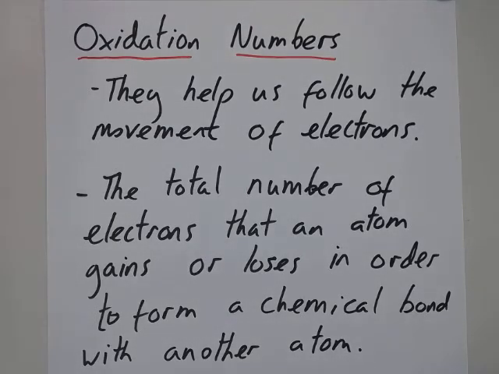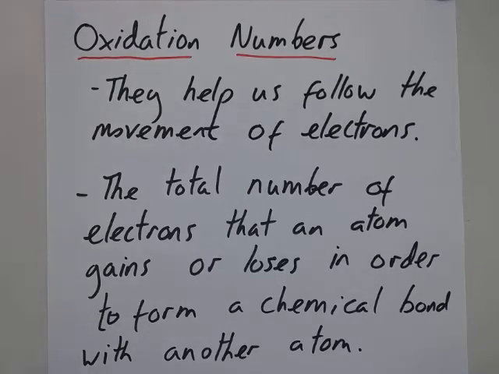Okay, hello, this video is about oxidation numbers. We're going to look at what oxidation numbers are, what the rules are for oxidation numbers, and how we can assign them to atoms in a compound. So oxidation numbers basically help us follow and track the movement of electrons.